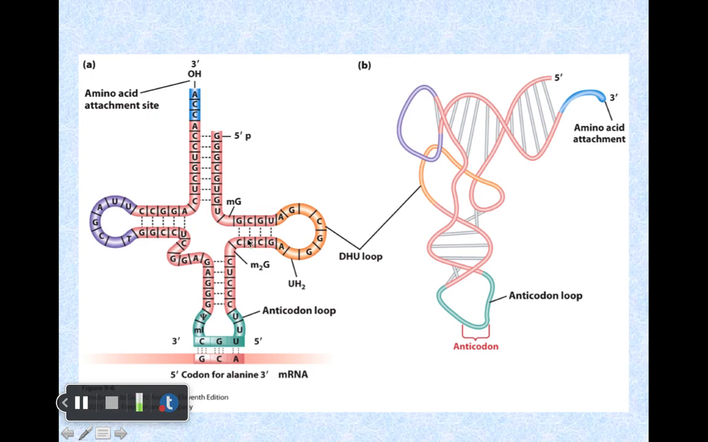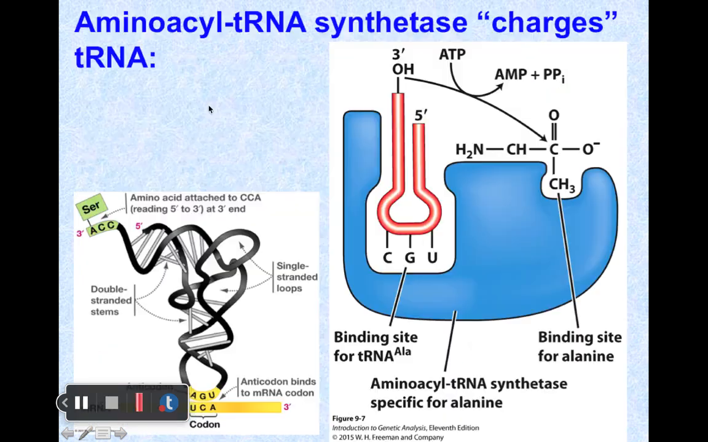So here we see a tRNA molecule, 3' end, that's where an amino acid will eventually be attached. The anticodon shown down toward the bottom here, again, is complementary to a specific codon. And as of right now, in this particular image, there's no amino acid attached to the 3' end.